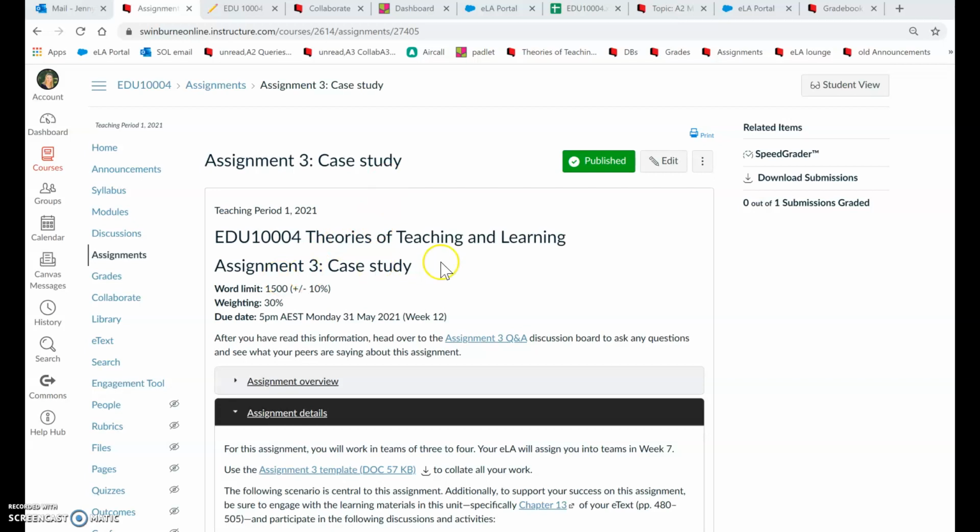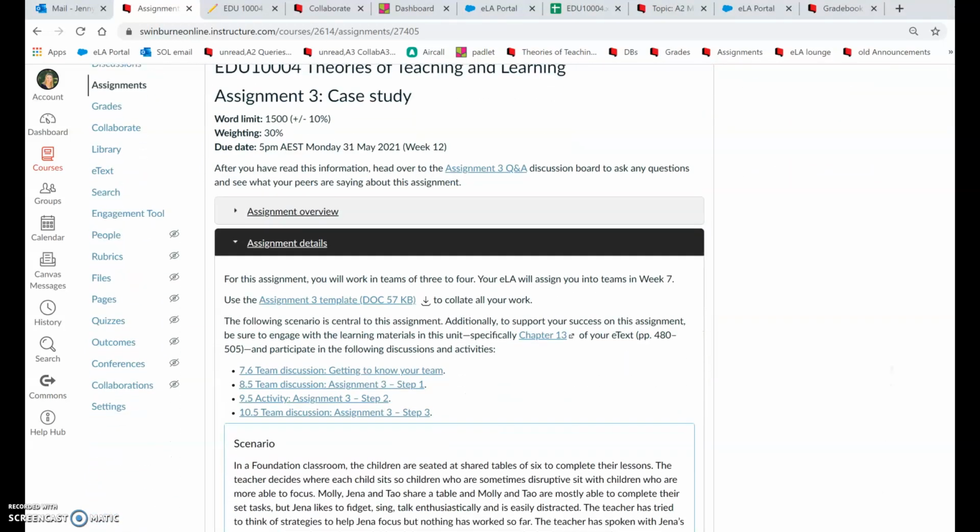So our assignment 3 is a case study. We've got a word limit of 1,500 words plus or minus 10%, and as I said, we've got a lovely gentle weighting of 30%. So you've worked really hard through the first 8 weeks of our unit. We know that, and you've got 70% of your unit grades behind you. So we're really lucky. We've got all the way until Monday of week 12 to work on our final assignment, and that's when you'll submit and you'll do your happy dance.